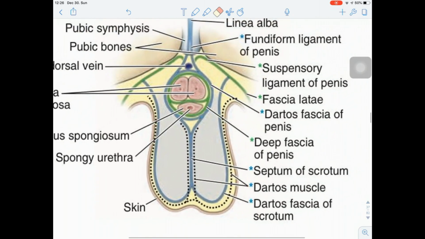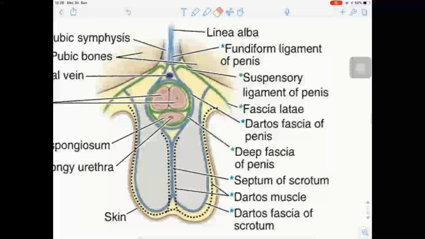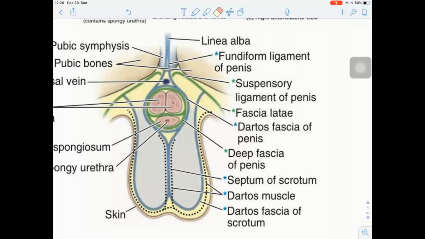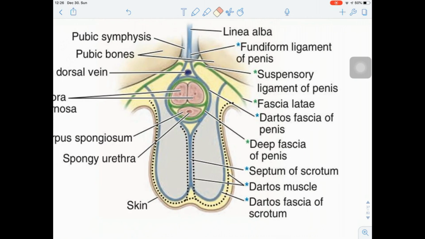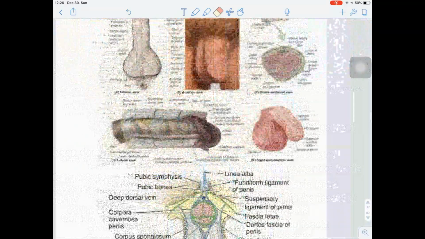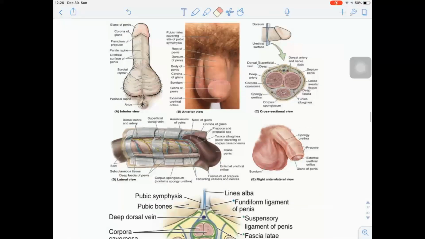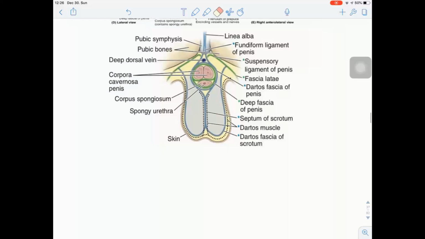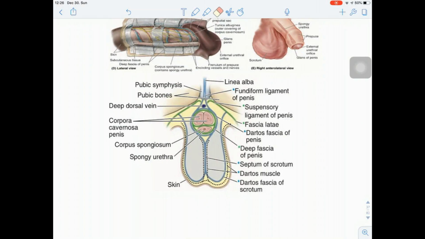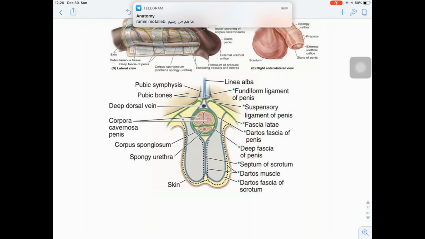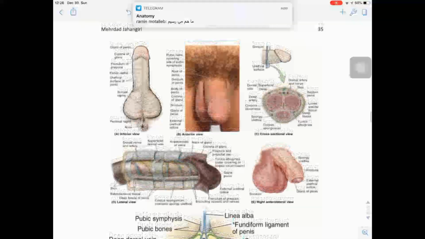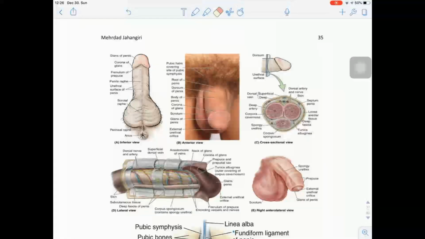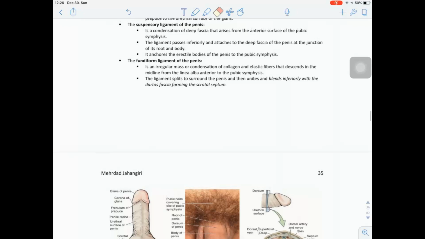This dartos muscle, is it skeletal or smooth? It's smooth. All right? If it were skeletal, then you would be able to contract it yourself voluntarily, but you can't. All right. Are we good so far?